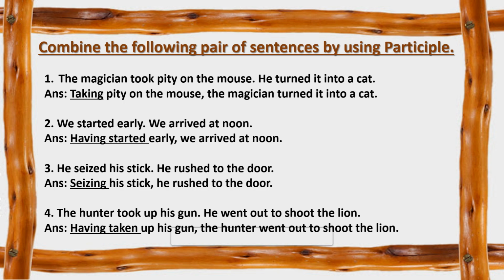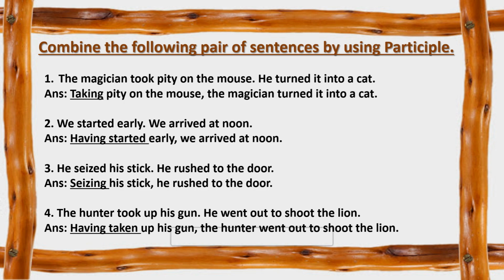Here, took is a finite verb in the first sentence, and turned is also a finite verb in the other part of the sentence. Now, before changing, you should see which action happened first. The magician at first took pity on the wretched condition of the mouse, and so he turned the mouse into a cat, right? So, we will use the participle in the first action. So, the answer is: taking pity on the mouse, the magician turned it into a cat.